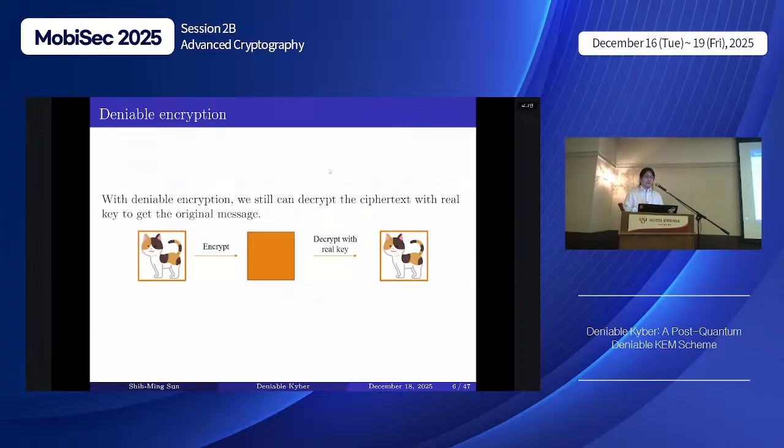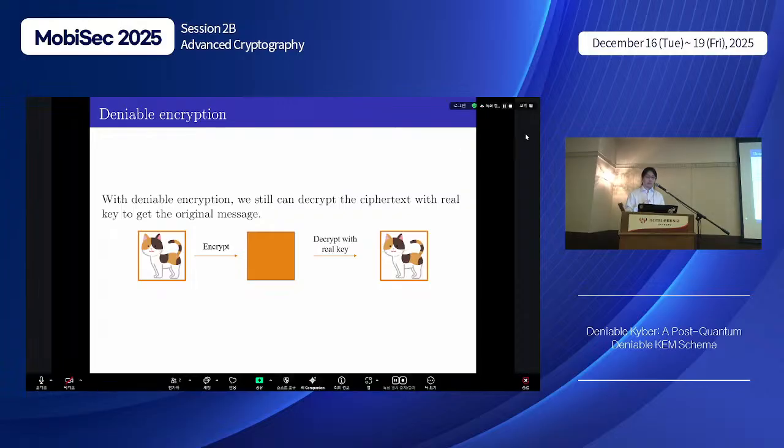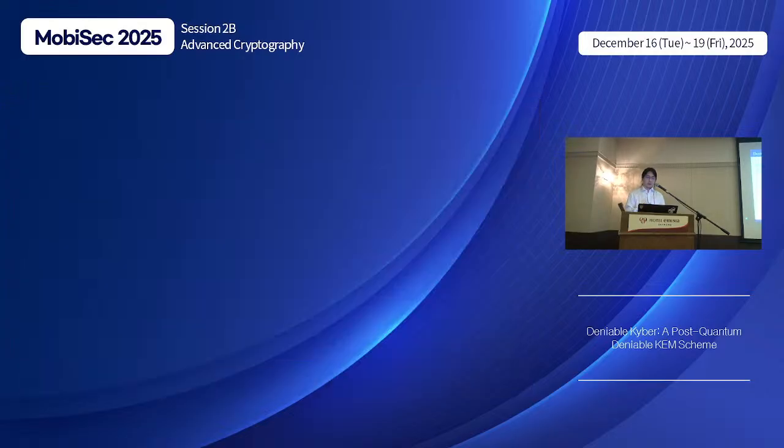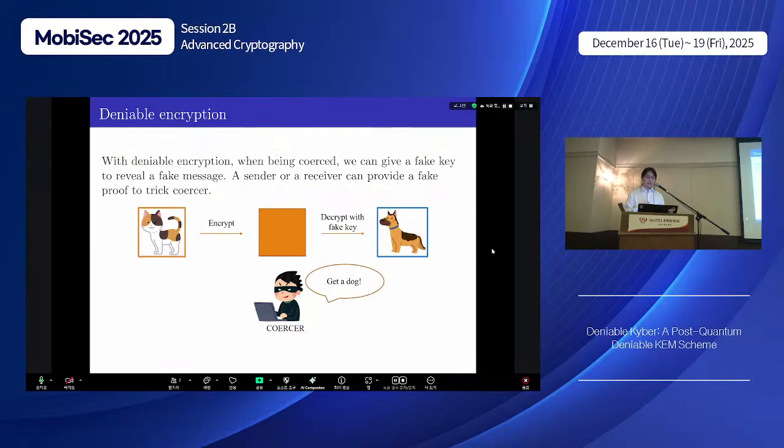But when we use deniable encryption, we can still decrypt the ciphertext with the real key to get the original message. And in this situation, when we are coerced, we can give a fake key to reveal a fake message, and we can even provide a fake proof to trick the coercer.